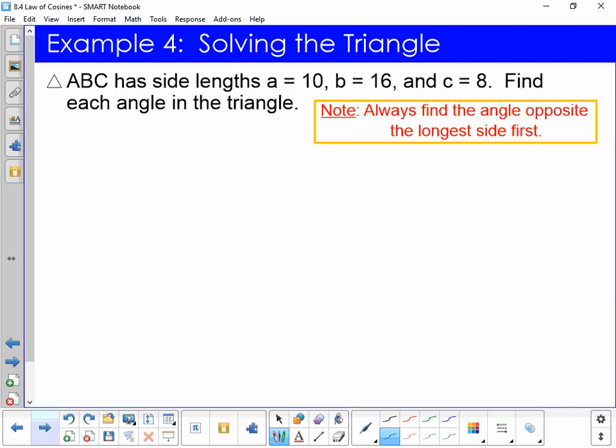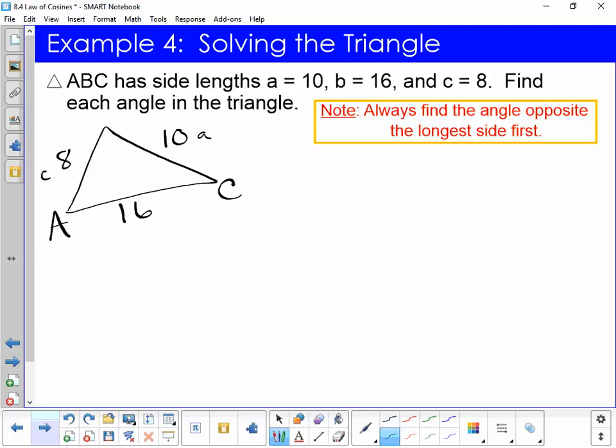Okay, we're going to do another example of solving the triangle. This time we have triangle ABC, which has side lengths of 10, 16, and 8. If it helps you draw a picture, you don't necessarily need to though. Let's see, 8, 10, and 16. So if this is C, so this would be angle C. 10 is A, so this is angle A. 16 is B, so this is angle B.